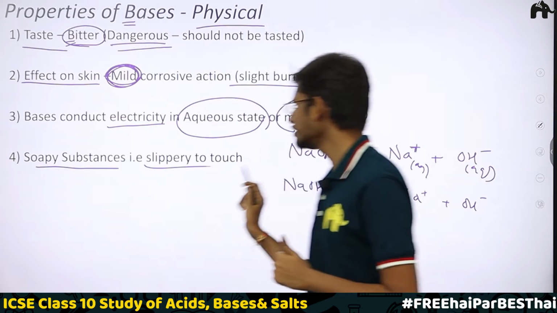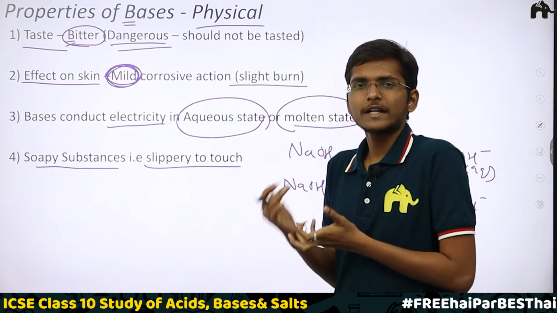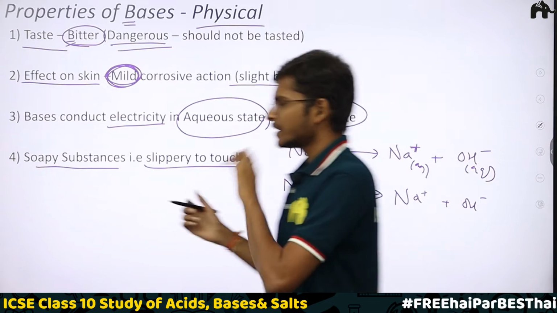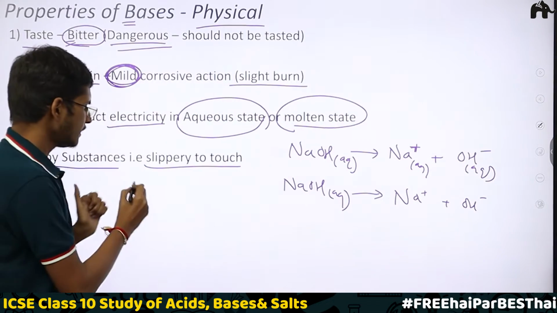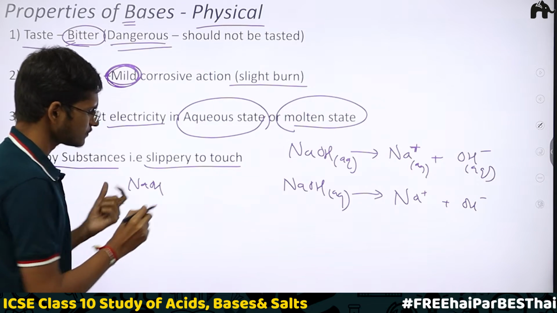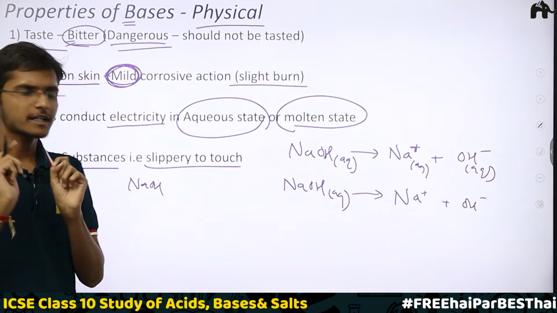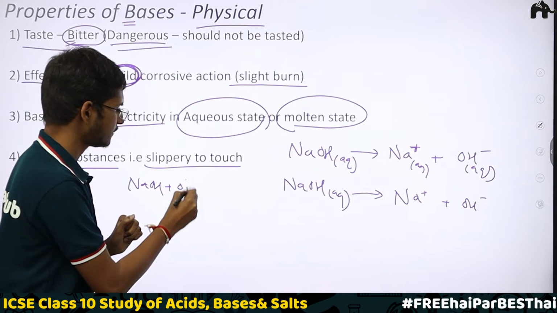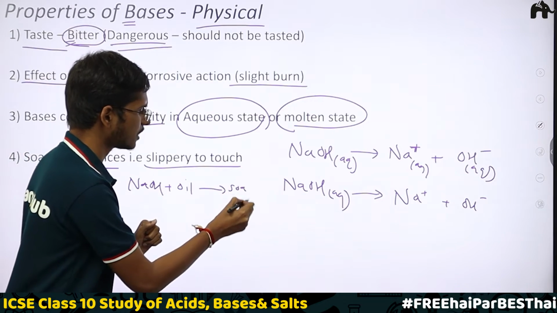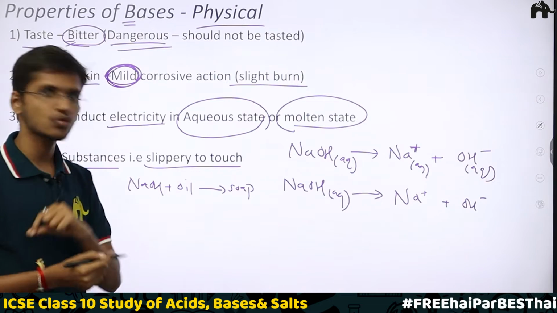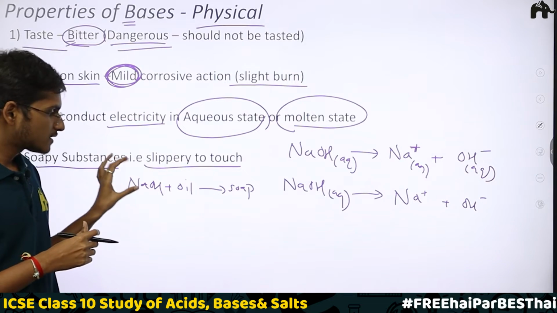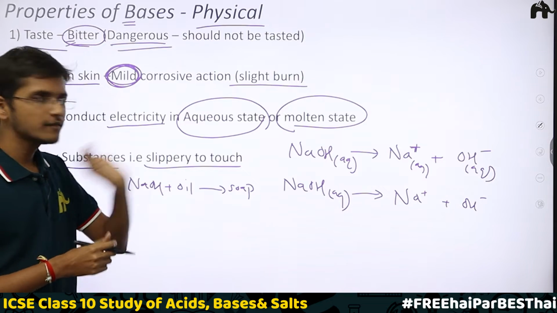Now moving ahead, bases are soapy substances. They are slippery to touch. Now why is this so? Let's take an example. The NaOH, I have told you, is used for making soaps, right? And how does it form soap? It combines with oil and then forms soap. So this base combines with oil and forms soap.